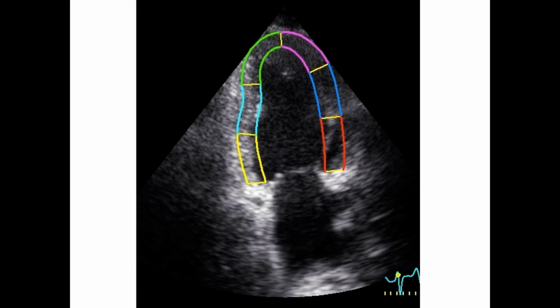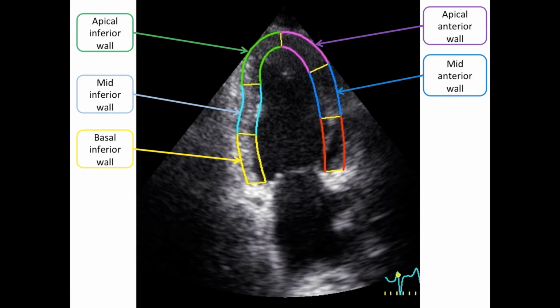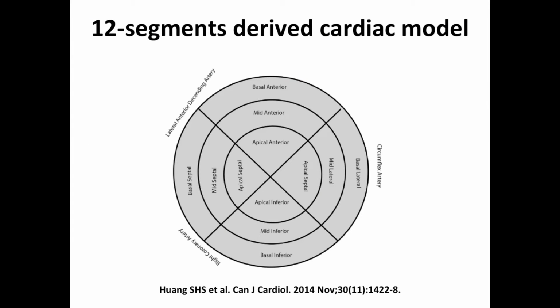In the apical 2 chambers view, starting from bottom left and proceeding in clockwise order, we distinguish the basal inferior wall, the mid-inferior wall, the apical inferior wall, the apical anterior wall, the mid-anterior wall, and the basal anterior wall. The sum of the segments we have seen so far forms a 12-segment model of the left ventricle, which we employ to describe the overall left ventricular systolic function through speckle tracking-derived strain analysis.